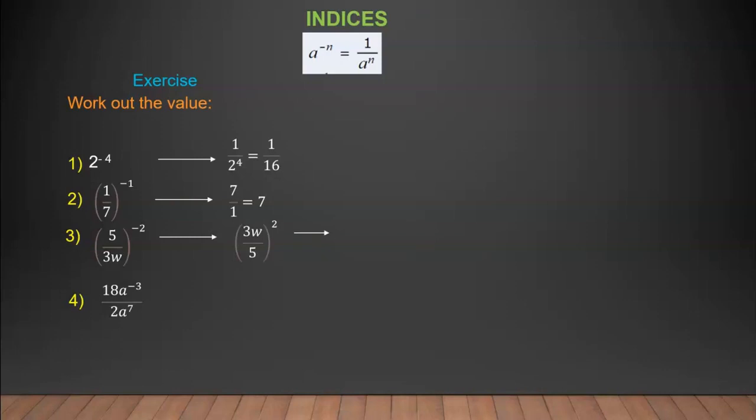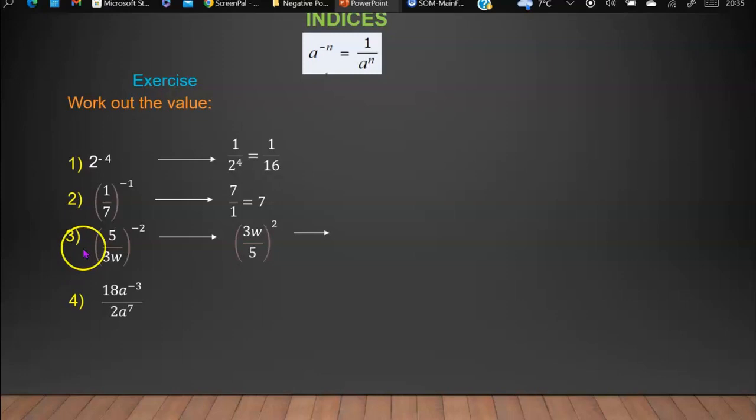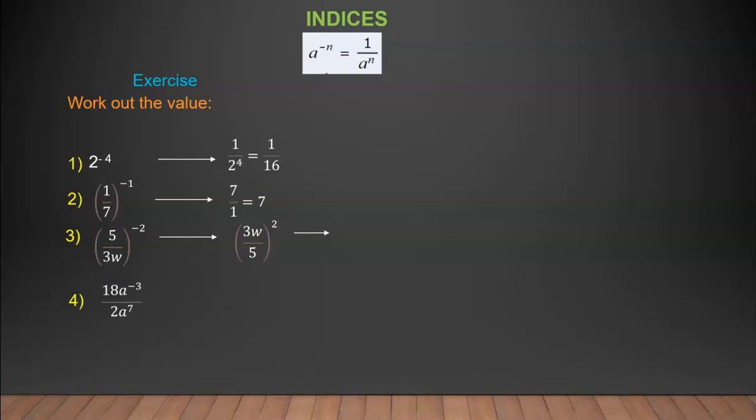For the third question, you have 5 over (3w) to the negative 2. So we flip the fraction. We then have (3w over 5) squared. That means the whole fraction will be squared. 3w will be squared as well as 5 squared. So (3w) squared means 3w times 3w, giving you 9w squared, and 5 squared is 25.